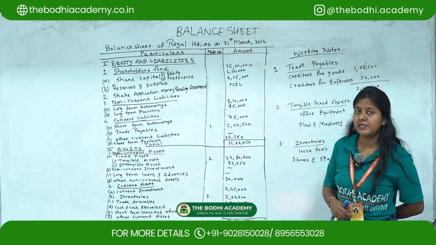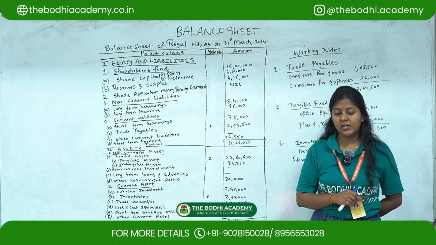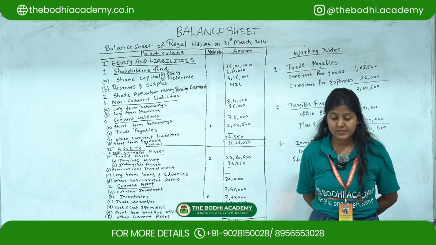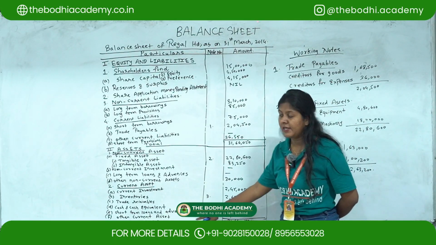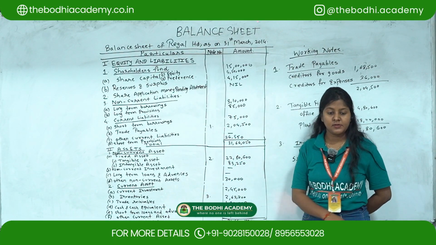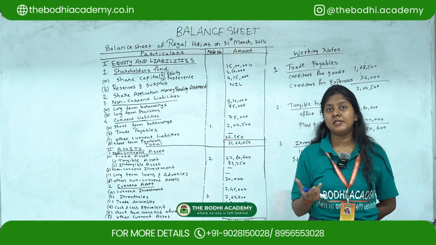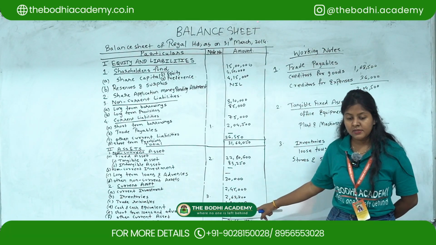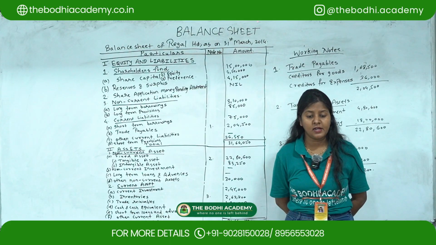Then stores and spares, as I told, will go under the inventories part. Then interest accrued on investment, so it is your other current asset, whatever is accrued, so it will go under other current asset, the last part of current asset, as 51,000. Next, cash at bank. Since it is cash balances, it will go under cash and cash equivalent as 23,000. The amount which they have given is 23,000.